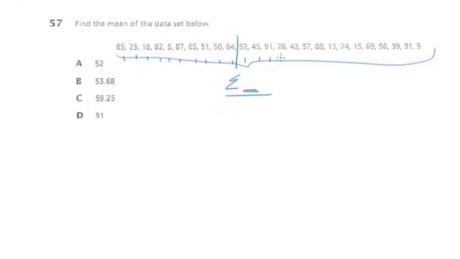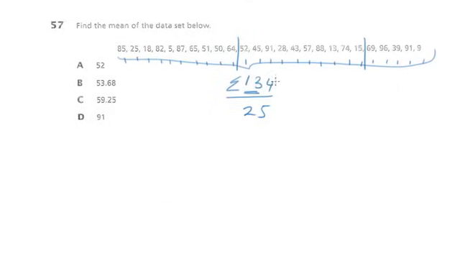1, 2, 3, 4, 5, 6, 7, 8. That's another 10. 1, 2, 3, 4, 5. So that's 25. So I'm going to pause this just to add them all up. Okay, so when I added them all up, I got an answer of 1342. So when I do 1342 divided by 25, I get a mean of 53.68. And so B is our answer.